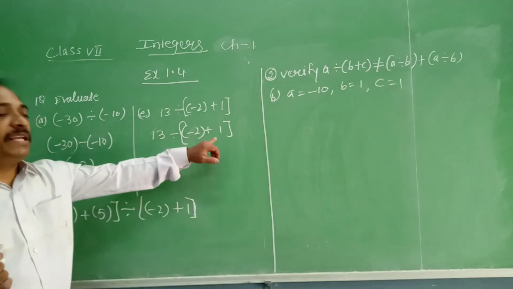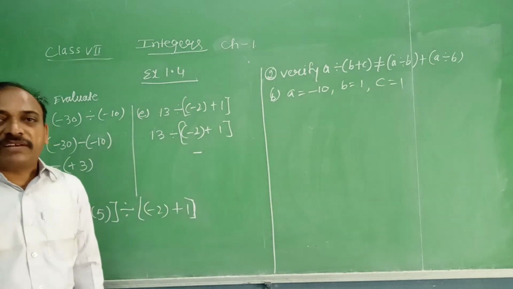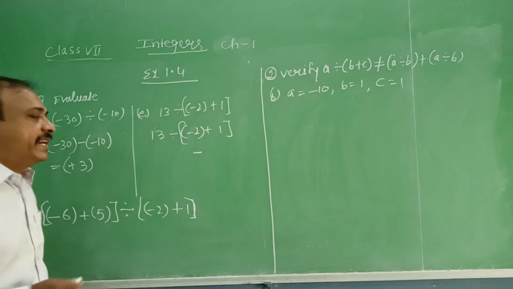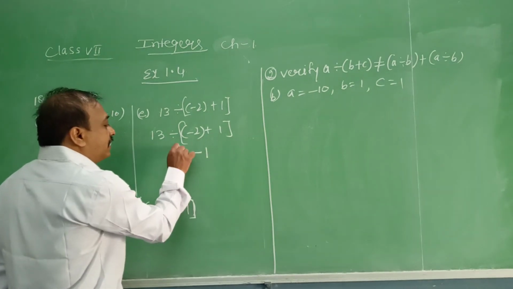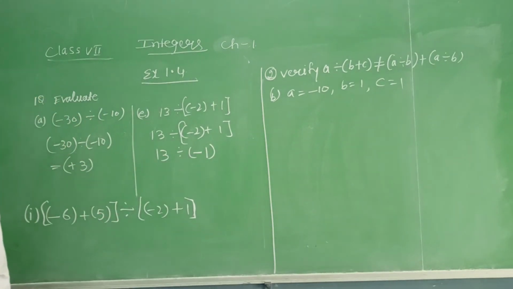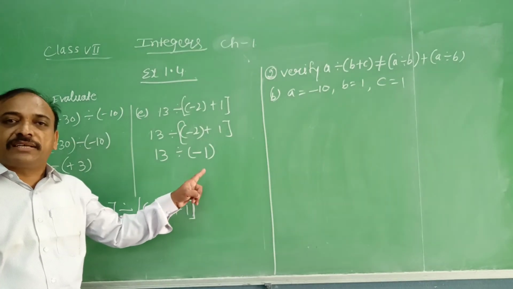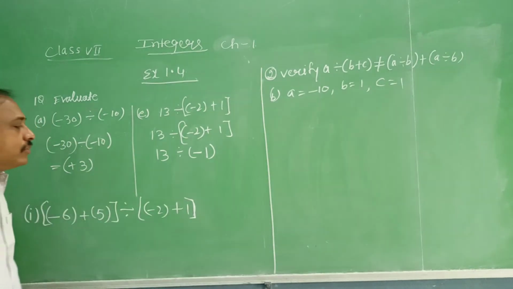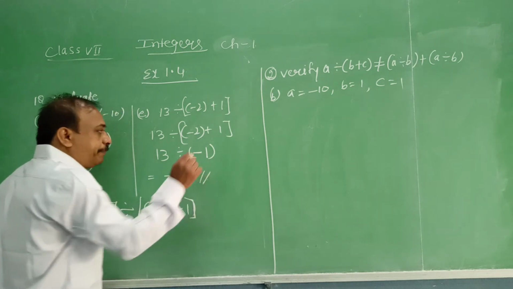So minus 2 plus 1. One is negative, one is positive. Ignore the sign, subtract the smaller from the bigger, then put the sign of the bigger number for the result. So minus 1, and 13 divided by minus 1. As we know, a positive integer divided by a negative integer will give you a negative quotient, which is equal to minus 13.